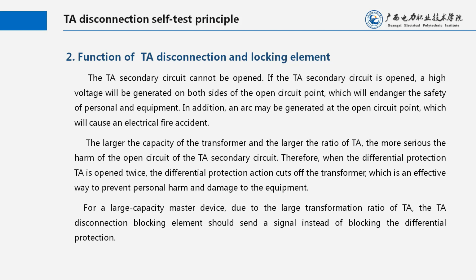Therefore, when the differential protection TA secondary is open, the differential protection action cuts off the transformer, which is an effective way to prevent personal harm and damage to the equipment. For a large capacity main transformer, due to the large transformation ratio of TA, the TA disconnection blocking element should send a signal instead of blocking the differential protection.